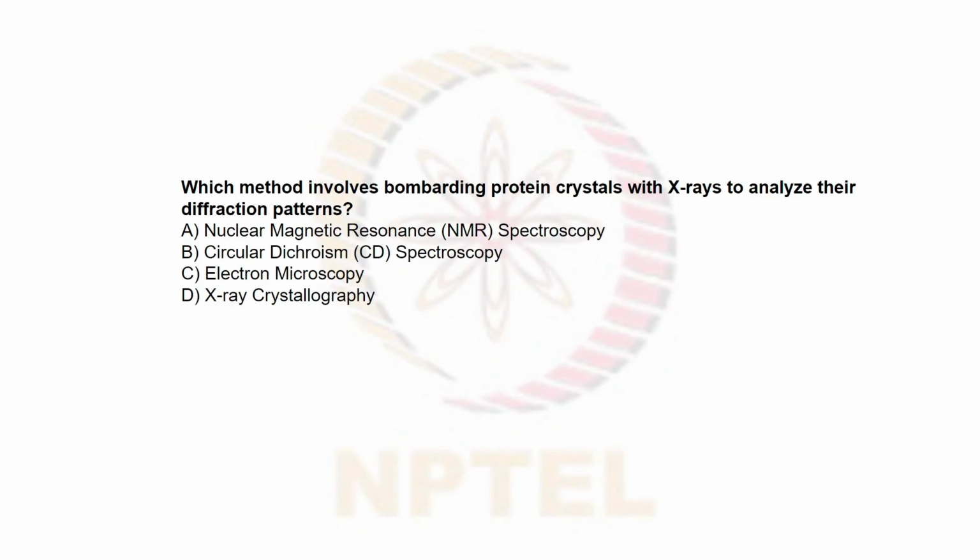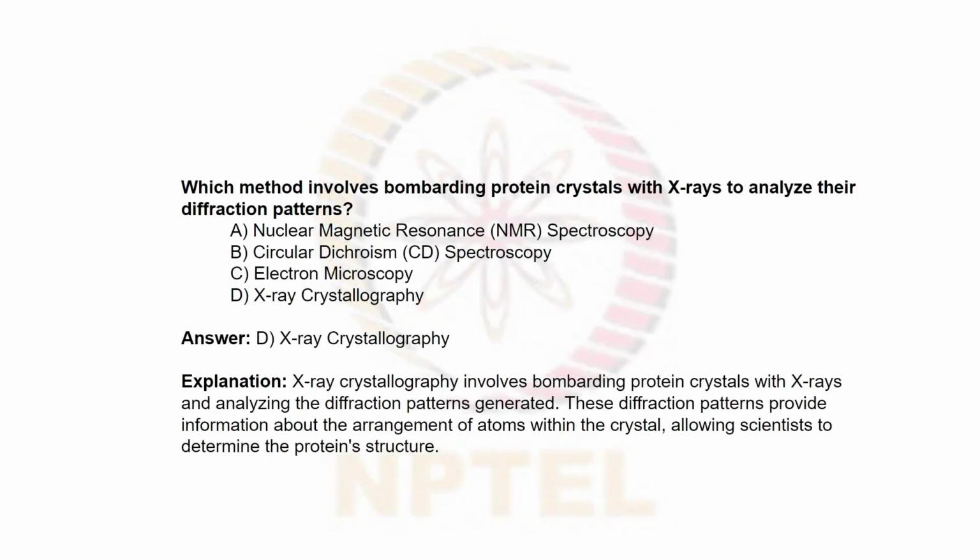Understanding these experimental techniques and their role in generating the 3D structure of a protein is crucial for developing feature calculations or structure-based feature calculations in bioinformatics. So why are these basics necessary? Okay, yes, it is X-ray crystallography, which involves bombarding protein crystals with X-rays and analyzing the diffraction patterns generated. These diffraction patterns provide information about the arrangement of atoms within the crystal, which allows one to determine the protein structure.